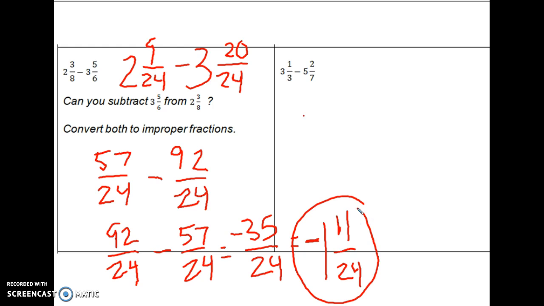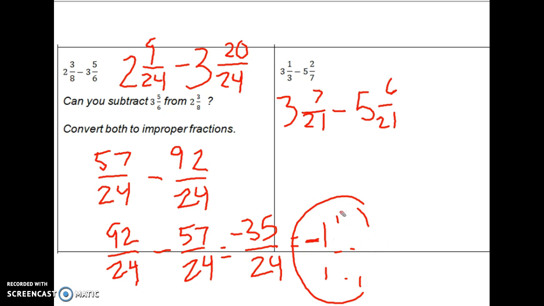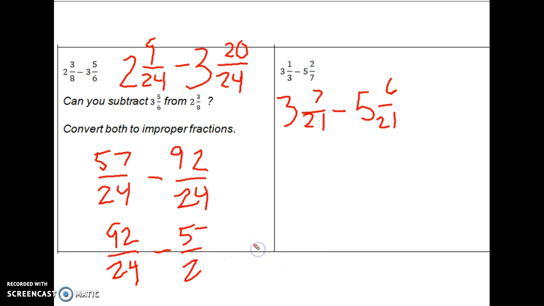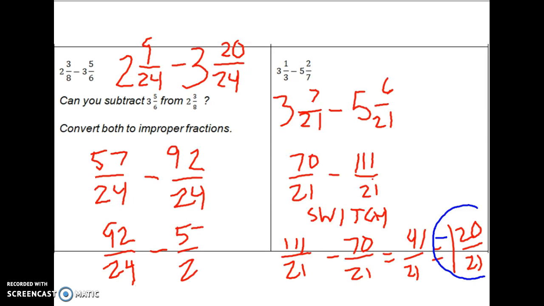Last problem, our common denominator is 21. So we have 3 and 7 21ths minus 5 and 6 over 21. So I've found a common denominator of 21. And then the next thing that we need to do, I'm going to erase, give us some more room here. We need to change them both to improper fractions. So the last thing you do is you convert them both to improper fractions. You can't take 111 from 70, so you switch it, you subtract, and then you turn it back into a mixed number.